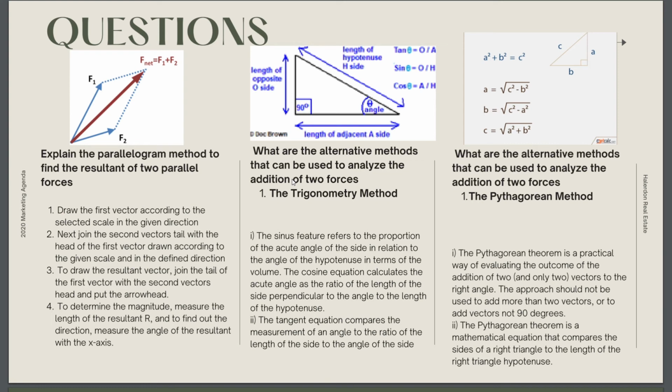Next, the second method is the Pythagorean method. The Pythagorean theorem is a practical way of evaluating the outcome of the addition of two and only two vectors at a right angle. The approach should not be used to add more than two vectors or to add vectors not at 90 degrees. The Pythagorean theorem is a mathematical equation that compares the sides of a right triangle to the length of the right triangle's hypotenuse. As we can see in the picture here, the formula to calculate the hypotenuse is a squared plus b squared equal to c squared. To find the hypotenuse, we can rewrite the formula as the square root of a squared plus b squared.